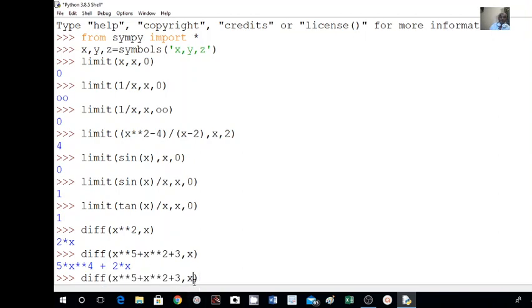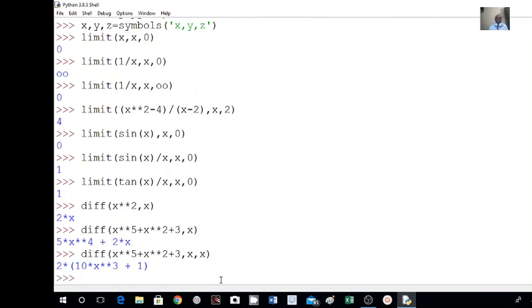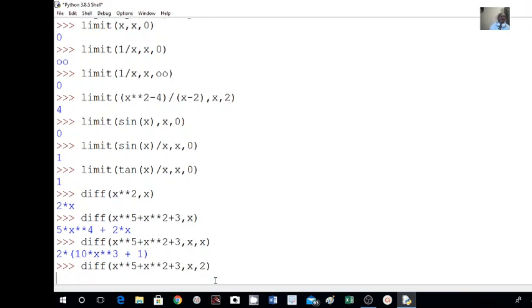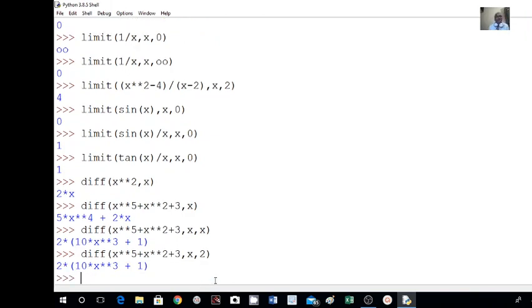Now if I write this with x, x, is this the second derivative here? 5x raised to 4 derivative is 20x cube. I think I am getting 20x cube here, plus derivative of this is equal to 2. That is x comma x, differentiating with respect to x, again with respect to x. Now if I write this as, say, 2 and enter, same thing I am getting here. So this is the second derivative.